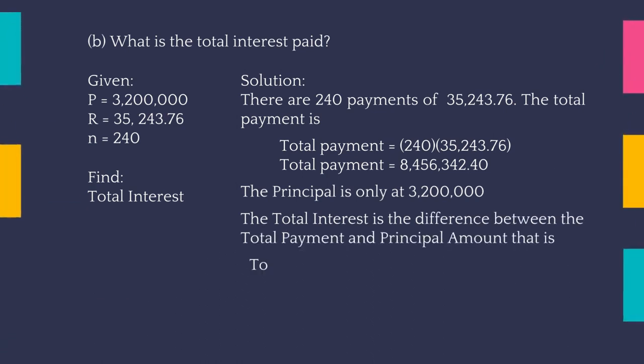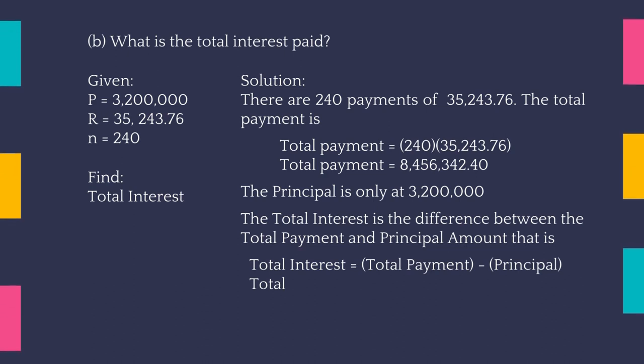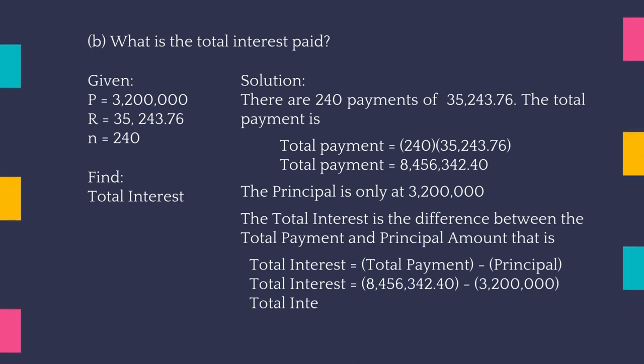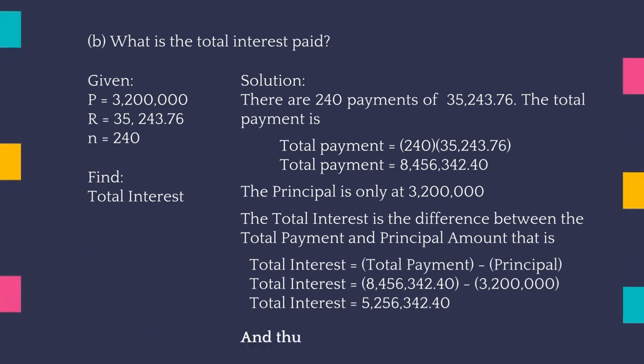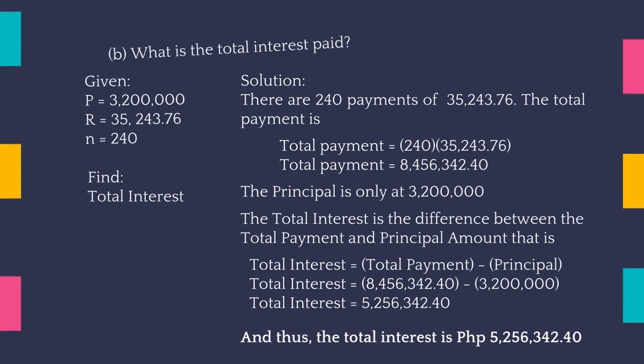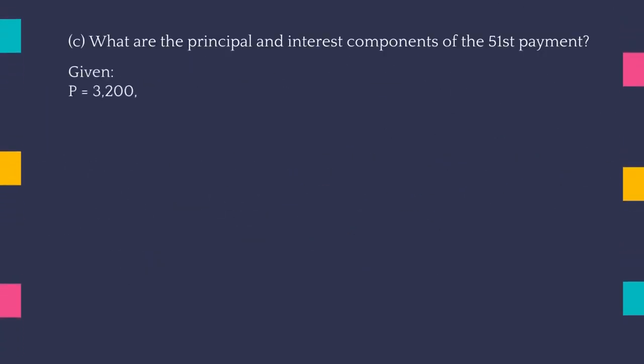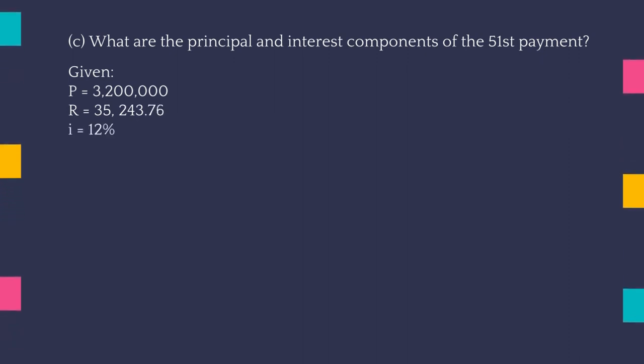So after calculating the total payment, we will proceed to the total interest. The total interest is the difference between the total payment, which is 8,456,342.40, and the principal amount, which is 3,200,000. So 8,456,342.40 minus 3,200,000 is equal to 5,256,342.40. So therefore, the total interest is equal to 5,256,342.40.